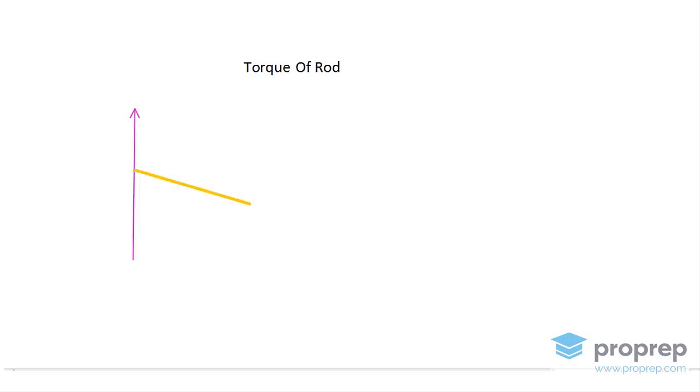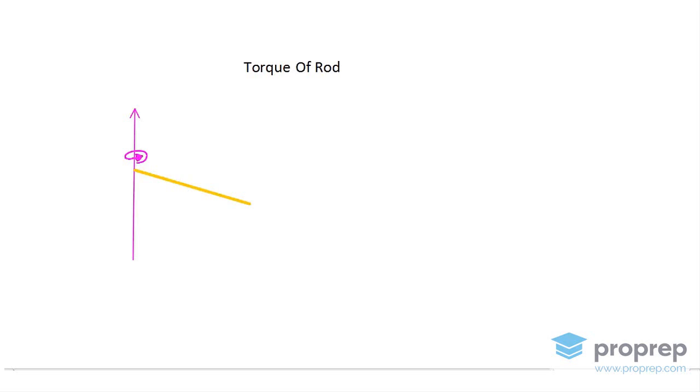Hello, in this lesson we're going to see an example of finding the torque of a rod. This is a very simple introductory example. This pink arrow here is going to be the axis of rotation, and we have a yellow rod. Because this pink arrow is the axis of rotation, we can see that it will rotate like this.